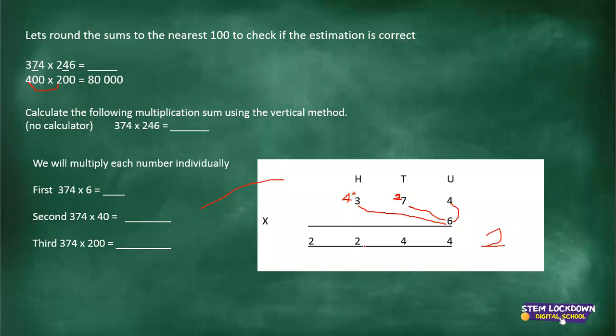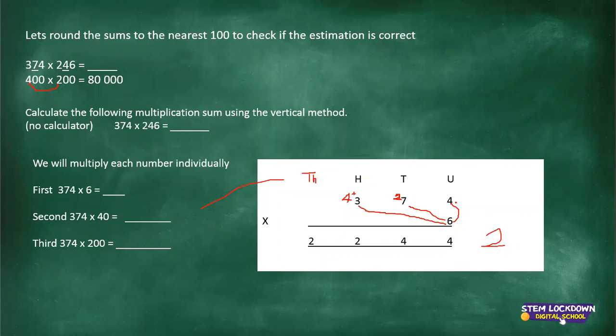So we can't put the 22 in this hundreds column. So what we're going to do is we're going to take the 2, we put it here, and we create another column, which is going to be your thousands column. So you get your answer of 2,244. So I'm going to repeat that very slowly again.